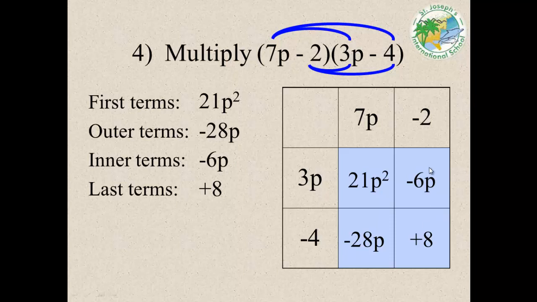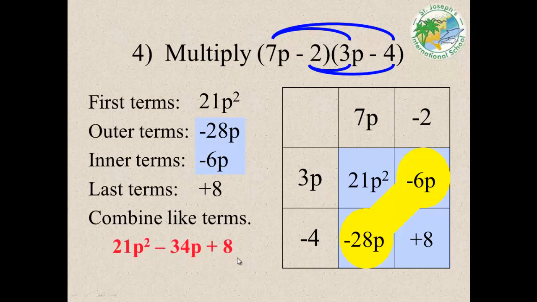Now combine like terms together. Where is the like term? The like terms are negative 6b with negative 28b. Combine like terms: negative 34b. So we get 21b power 2 minus 34b plus 8.